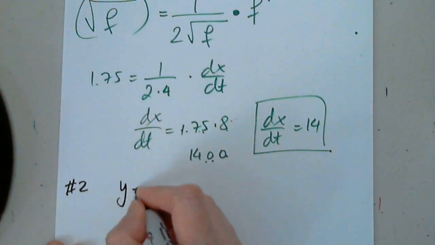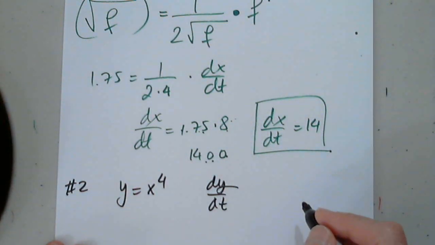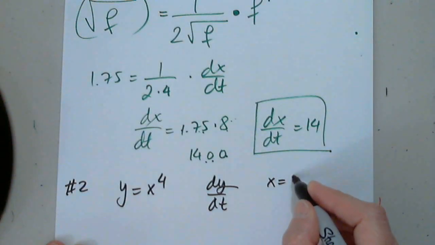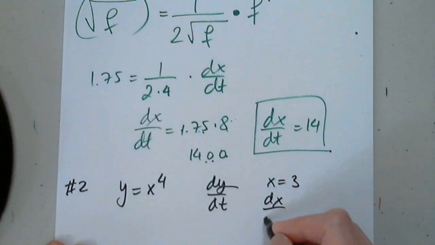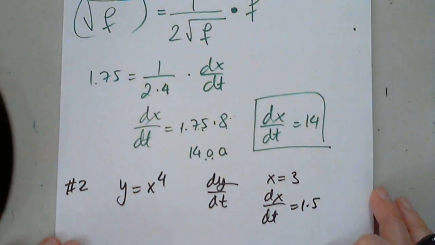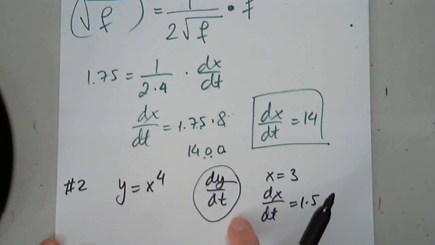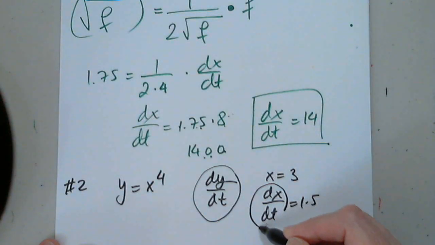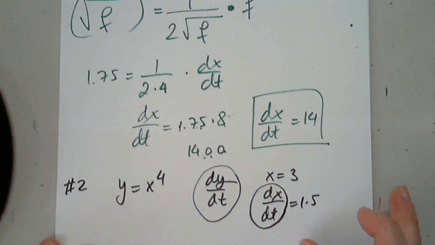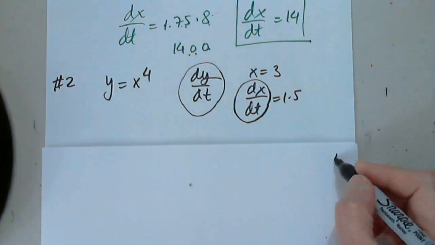We have y equals x to the 4th, and they ask us to find dy over dt this time, given that x equals 3 and dx over dt equals 1.5. Based on the given information, we know that y cannot be treated as a variable, but as a function of t. Likewise, x cannot be treated as a variable, but as a function of t. How do we proceed? Would anyone like to explain or guide us?